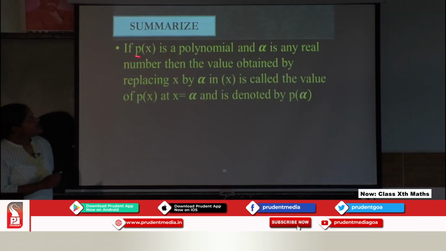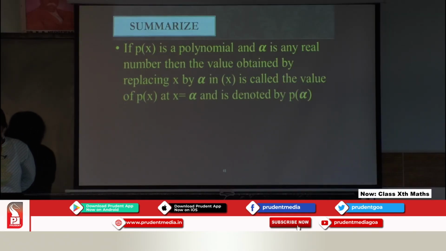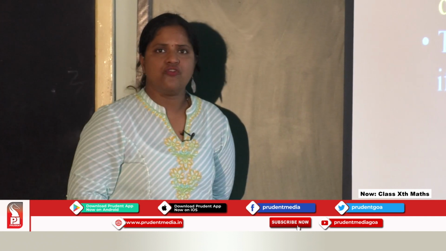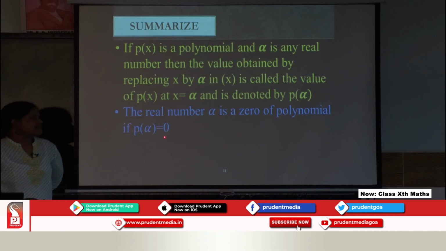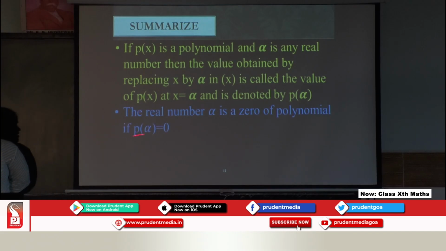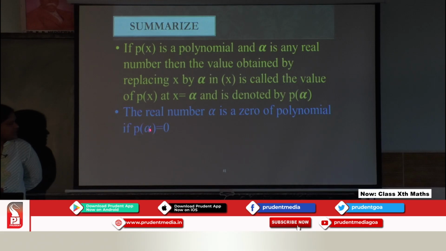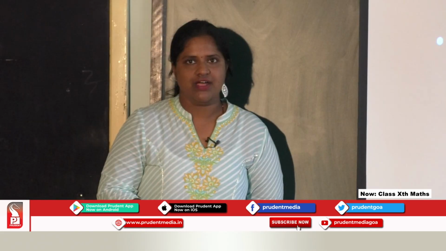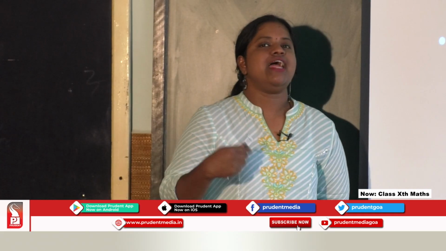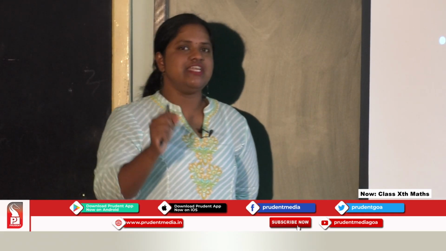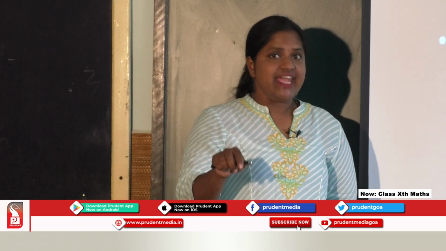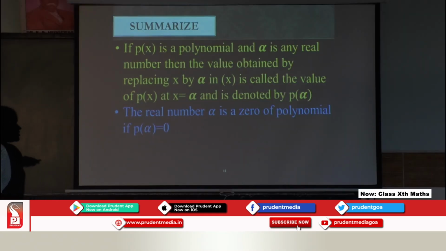That is how we get the value of a polynomial. Next point to focus upon is that the real number alpha is a zero of the polynomial if p of alpha is 0. So, in the first session we learned how to find p of alpha, where one polynomial is given and one alpha is given, and then we are supposed to find the value.